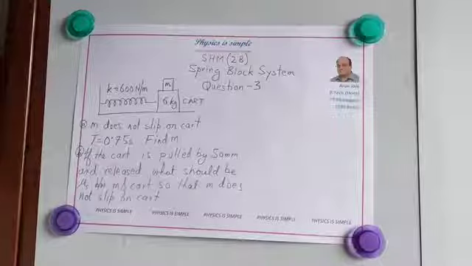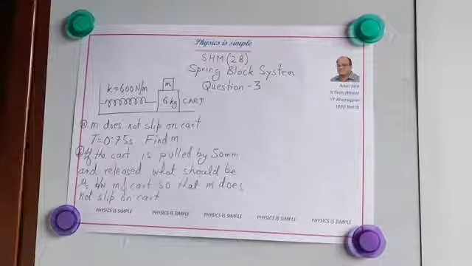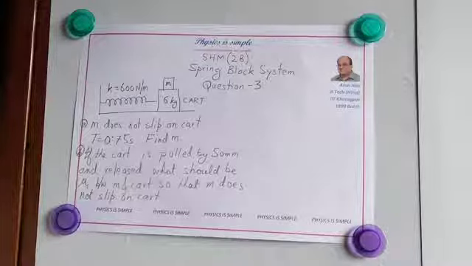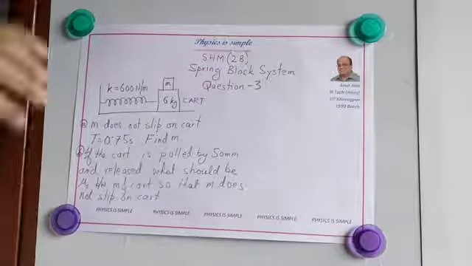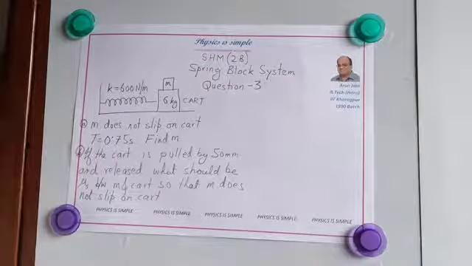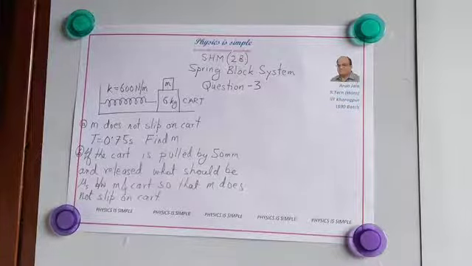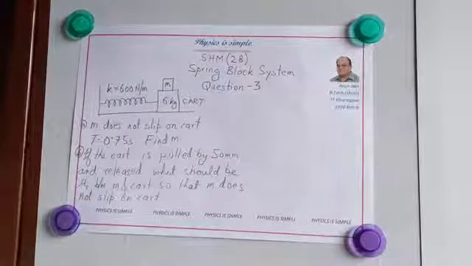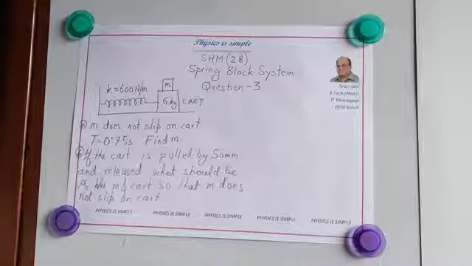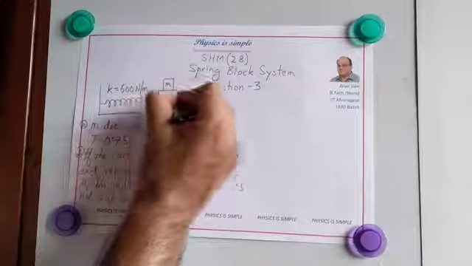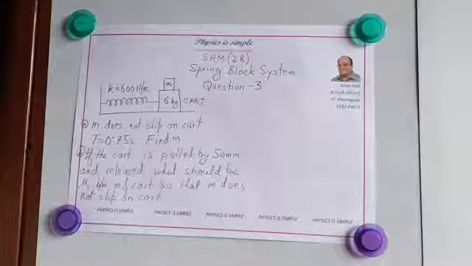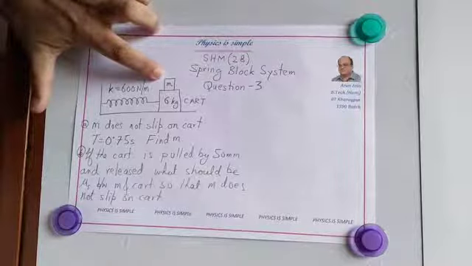In this lesson, we are going to take up one more problem on spring block system. The problem is simple, but we'll do the calculations very smartly and get the answer very quickly. Here is a spring of spring constant K equal to 600 Newton per meter. This is connected to a cart of mass 6 kg. On top of that cart, we have a mass M.